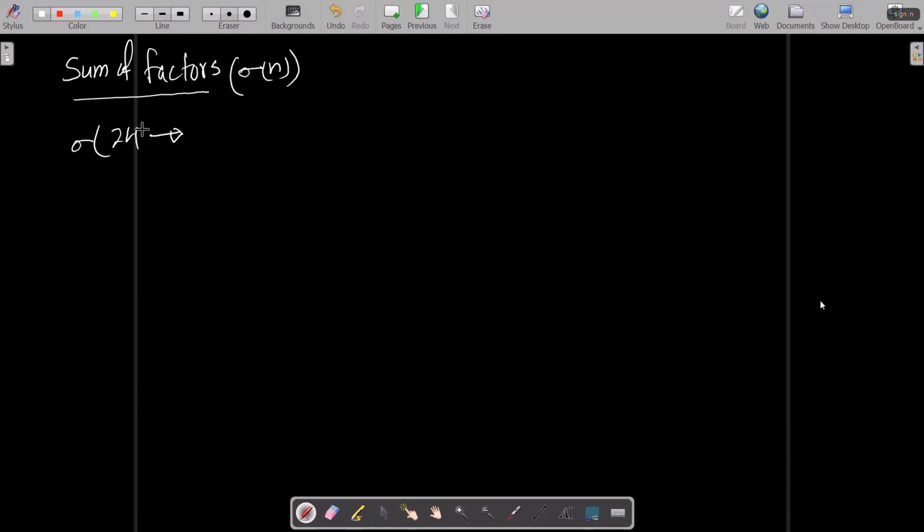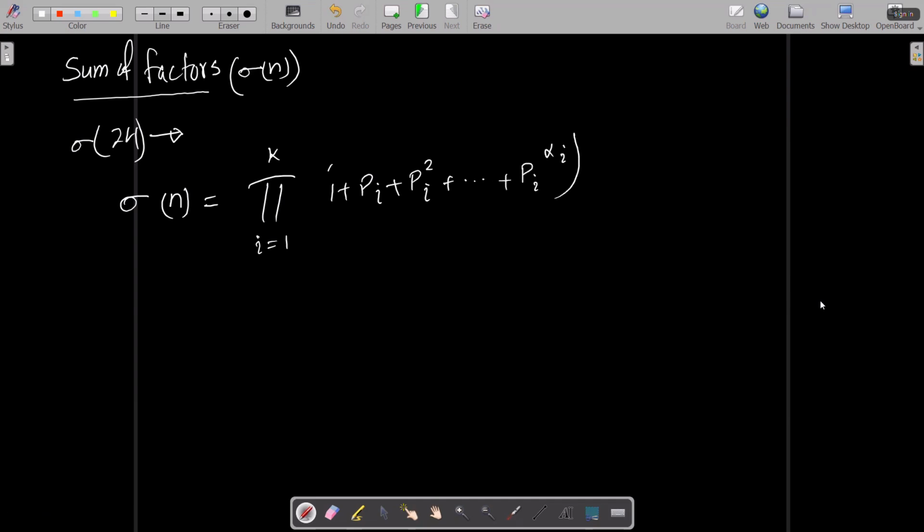So sigma of 24, how can we find this? We can find all the factors and add them. So we can derive a formula. I will give you the formula and explain how it gives the sum of factors. We can start from here, 1 plus p1 plus p1 squared all the way up to p1 to the alpha 1. How is this going to work? Let's say we have only 3 prime factors. So it will look like this.